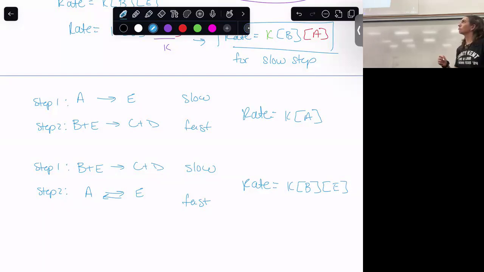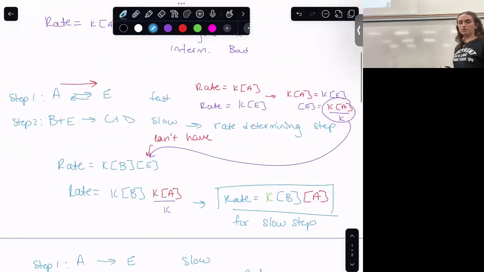Right, so most straightforward is when step one is slow, you can just take that slow step and use it directly to write your rate law. In the case of the third scenario, E is now a catalyst, so now we can include that in our overall rate law. In the second scenario, it's just A we care about, so that's good there. But in our first one that we talked about, E was an intermediate, and we can't have intermediates, so we needed to manipulate using our first fast step of our mechanism.